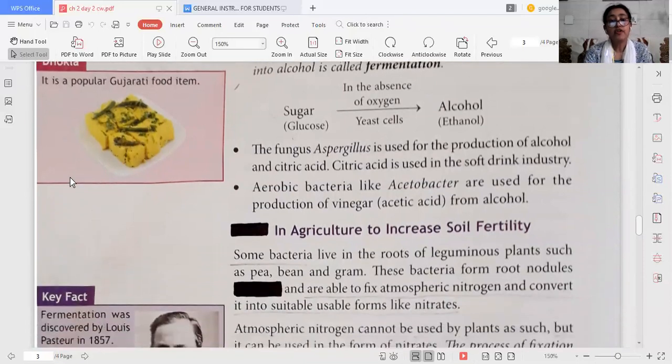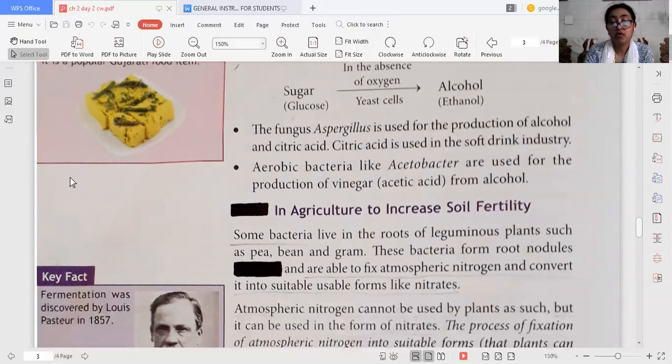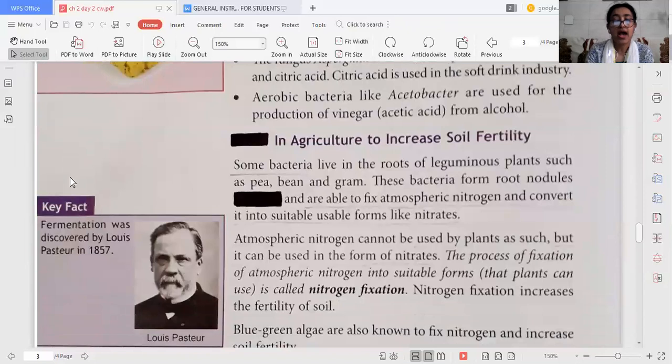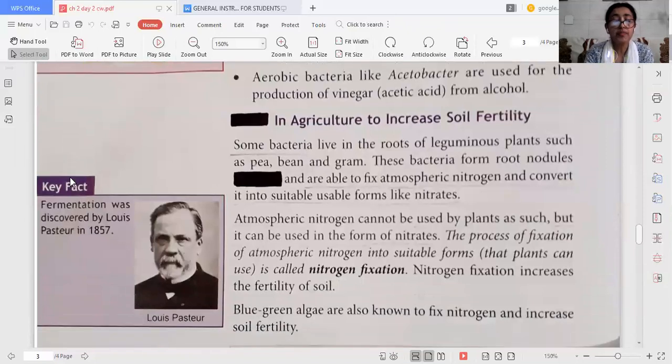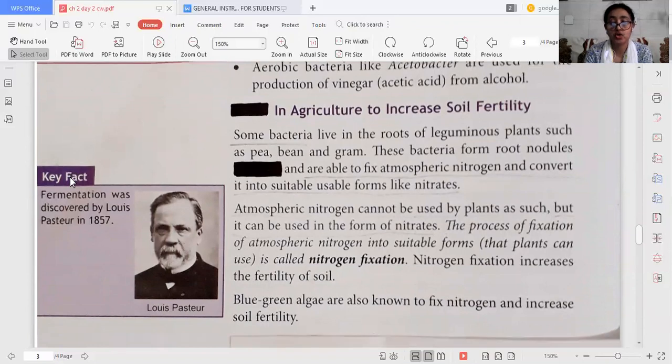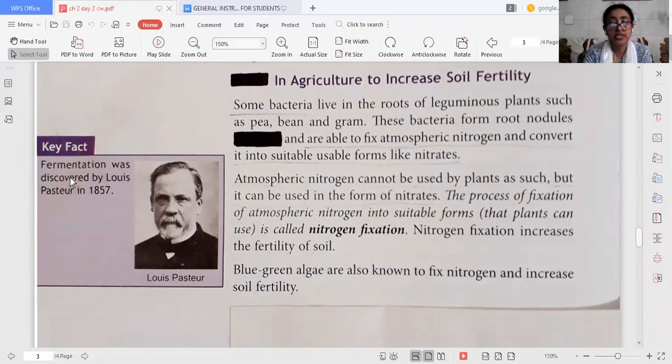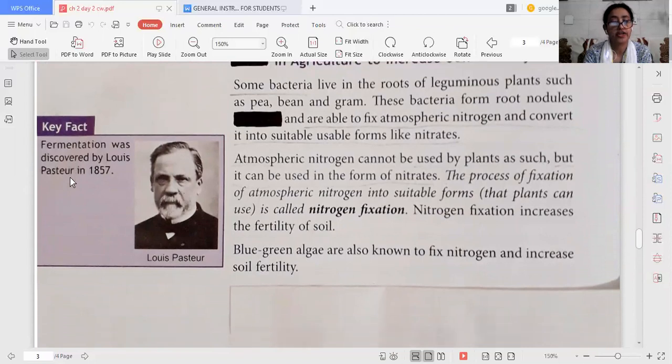Now, if we go to agriculture, I have already explained that some bacteria are present in the root nodules of leguminous plants like peas, beans, gram, and these leguminous plants contain rhizobium bacteria which help in the fixation of nitrogen and help to increase the fertility of the soil. There is one blue-green algae also which helps in nitrogen fixation and in the increase of soil fertility.